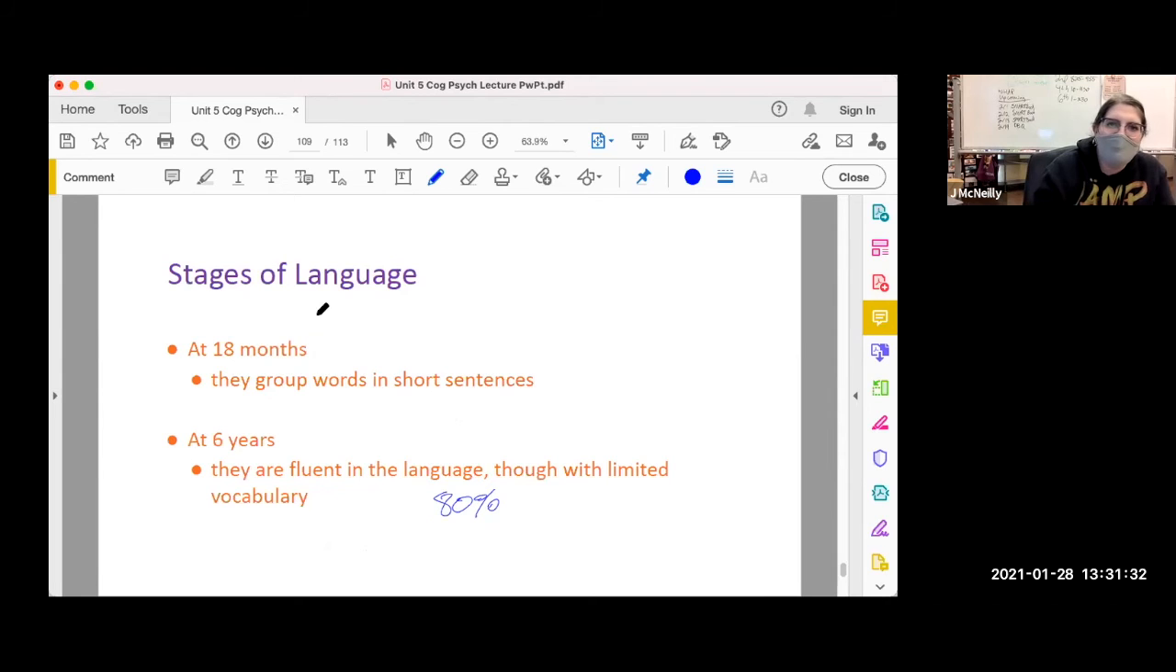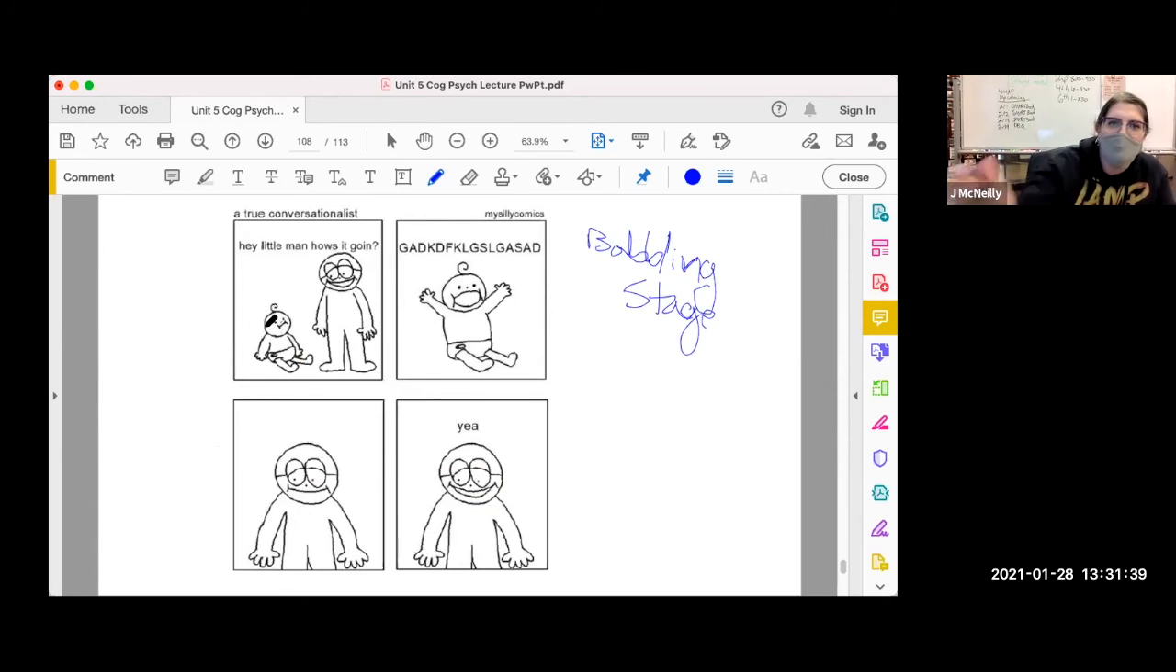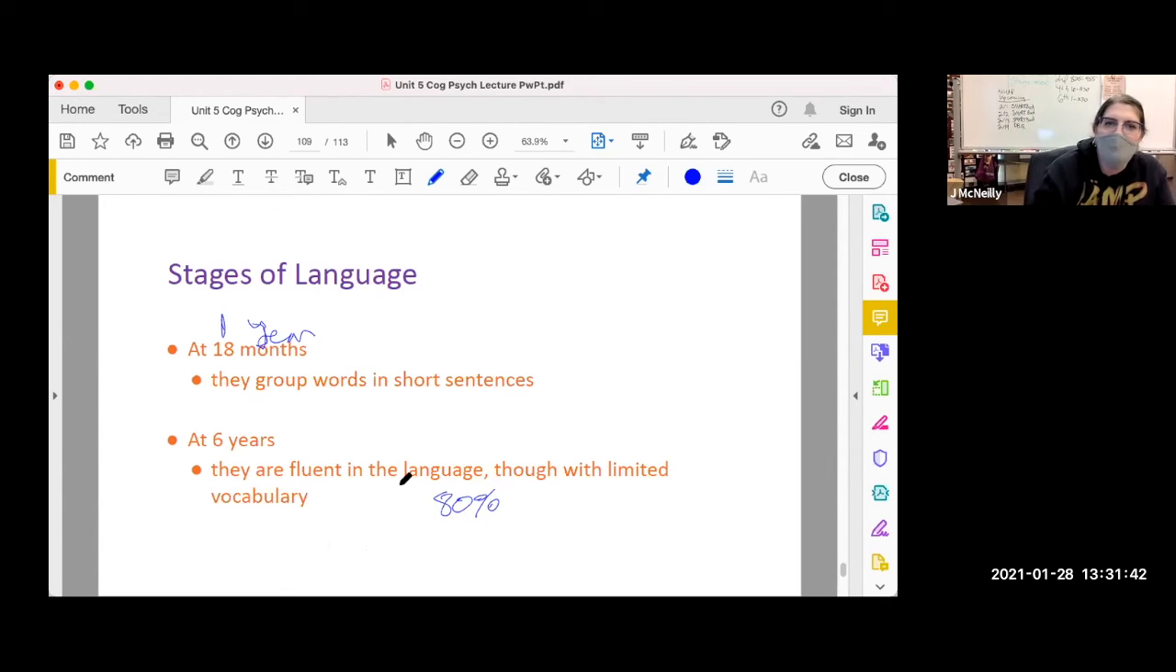All right, then at 18 months, that's 1 year, they start grouping into short sentences, that 2-word stage. By 6 years old, they're fluent in the language. They know about 80% of it. That doesn't mean they know how to use semicolons necessarily, but they know enough to master 80% of the language, and that's considered fluency. You can overgeneralize the grammar rules, but you know enough to be understood. Is that the complete sentences stage?